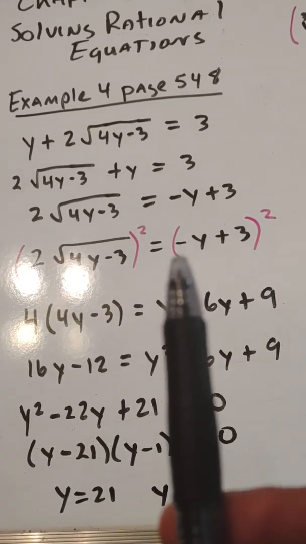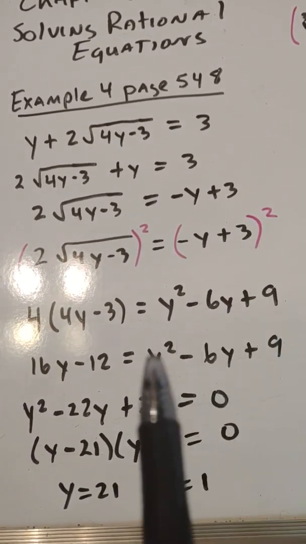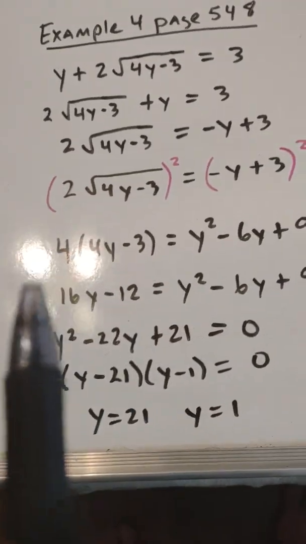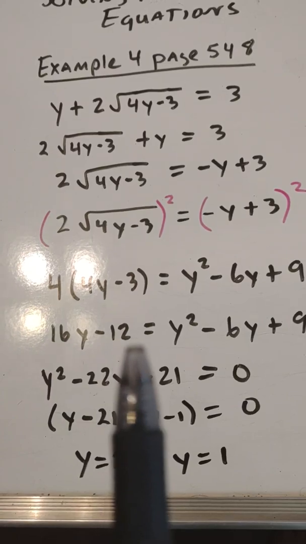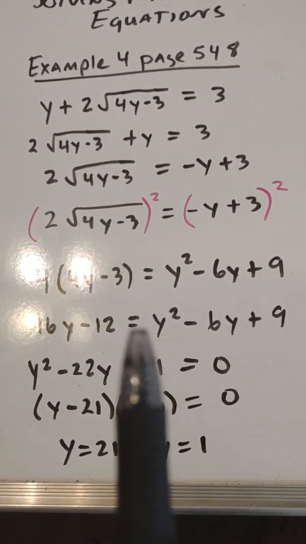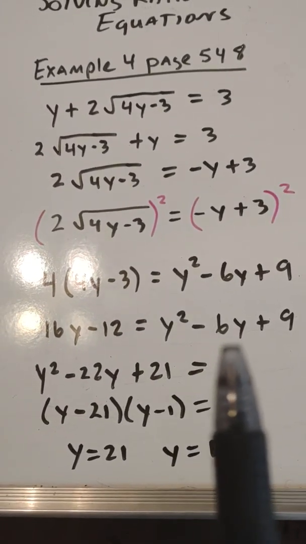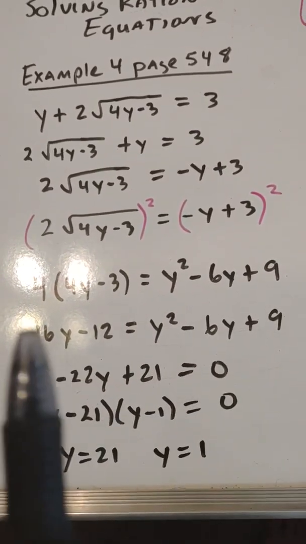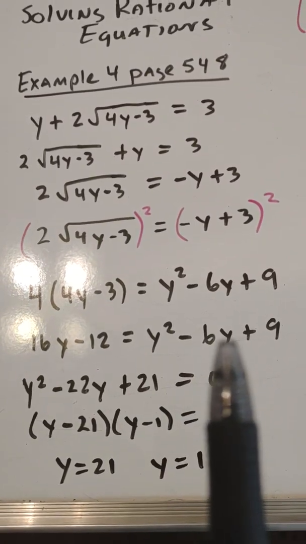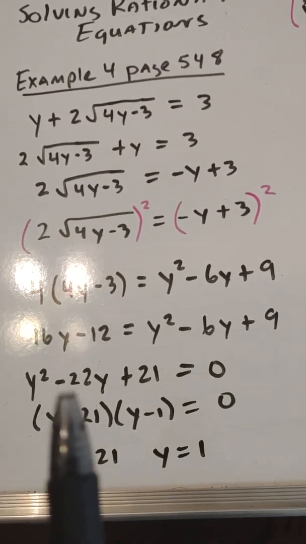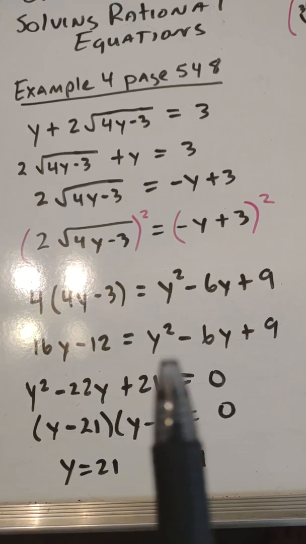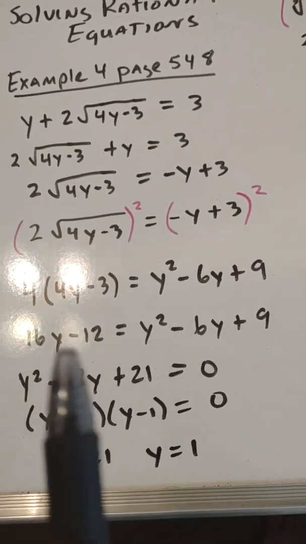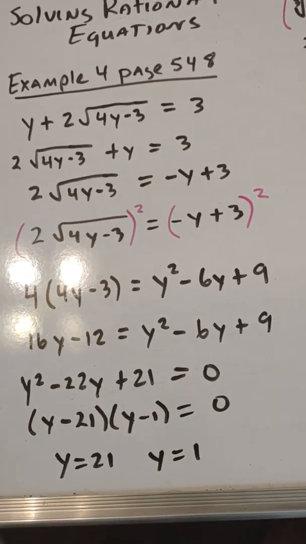When we square this, we have negative y plus 3 times negative y plus 3, which gives us y squared minus 6y plus 9. We distribute this 4 here, we get 16y minus 12. Now all we have to do is just move it around and collect like terms. So what I did was move this, I switched sides. I moved the trinomial to the left, binomial here. I subtracted the 16y, I got negative 22y, added the 12 and got 21. So subtracted here, added here, and then switch sides.